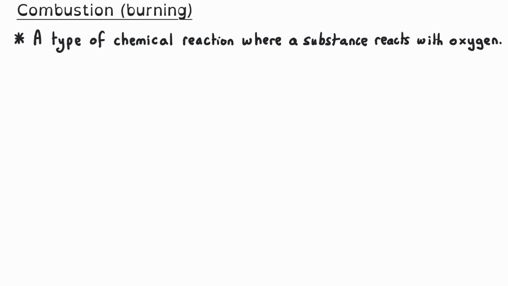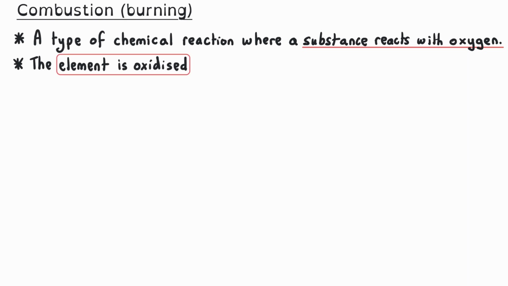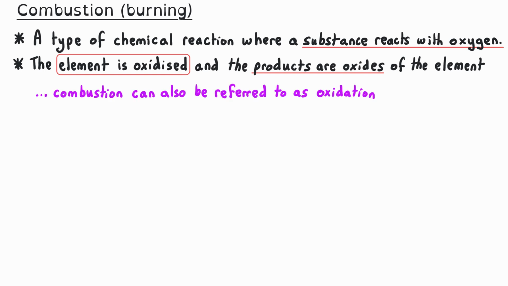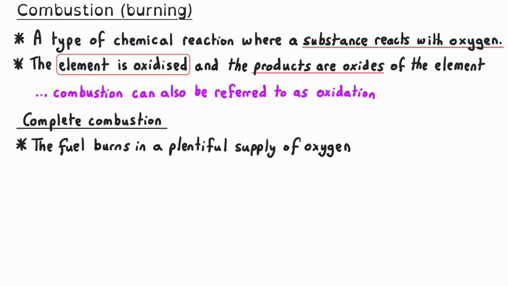Combustion, which is also known more simply as burning, is a type of chemical reaction where a substance reacts with oxygen. Since it is a reaction with oxygen, we say that the element is oxidized as it is gaining oxygen. And the products of combustion are oxides of the elements that the fuel is made up of. Sometimes combustion can also be referred to as an oxidation reaction because the elements in the fuel are being oxidized. When there is more than enough oxygen for the combustion reaction to occur, we say that complete combustion is taking place. And this is when the fuel burns in a plentiful supply of oxygen.